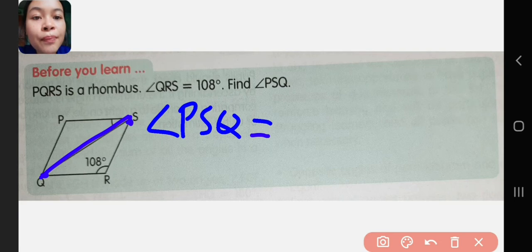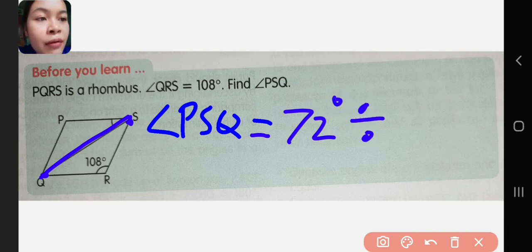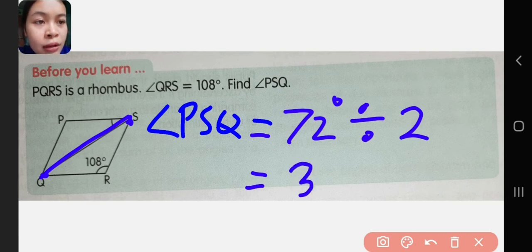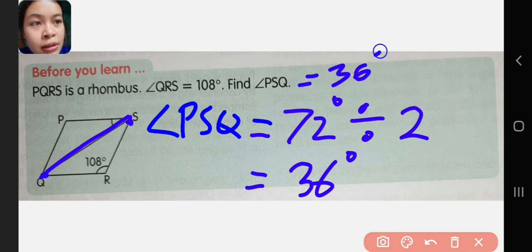Because PSR is 72 degrees, PSQ is 72 divided by 2, which equals 36 degrees. So that is the answer: PSQ equals 36 degrees.